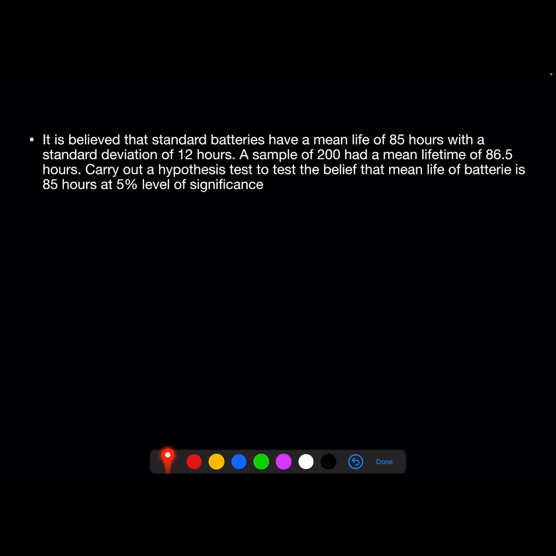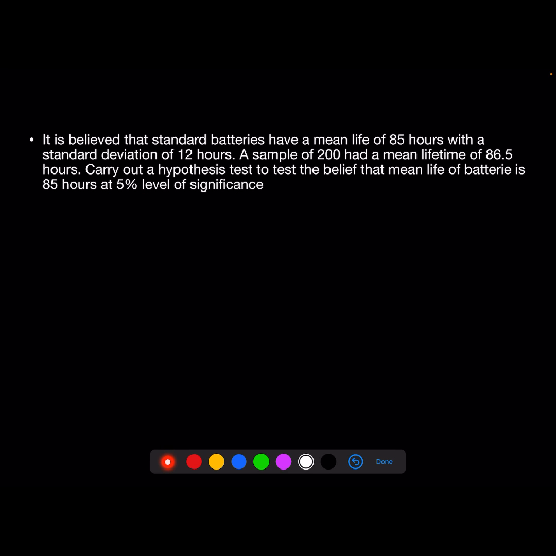It is believed that standard batteries have a mean life of 85 hours with a standard deviation of 12 hours. So this is a statement about the population. A sample of 200 had a mean lifetime of 86.5 hours. We have to carry out a hypothesis test to test the belief that the mean life of the batteries is 85 hours at 5% level of significance.